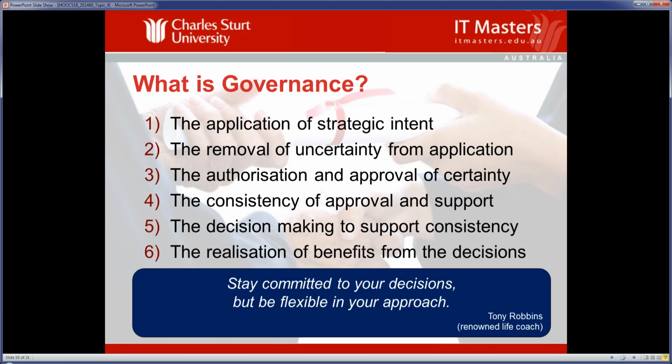Tony Robbins once said, stay committed to your decisions, but be flexible in your approach. This is part of what governance does for organizations. We've got a strategic intent. We're going to stay committed to that, but we might need to be flexible at how we go about it. But how do we be flexible and still actually remain committed to our decision? We follow a framework that constantly has our eye on the prize and is constantly adjusting how we're going about it to make sure that we're moving closer and closer towards it.